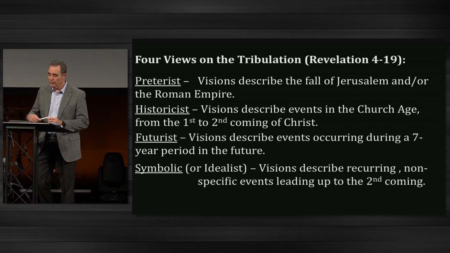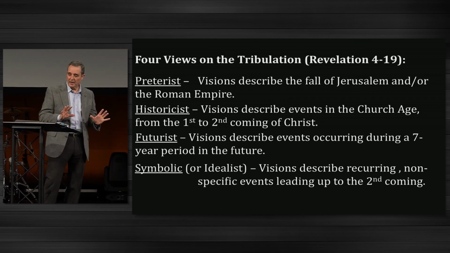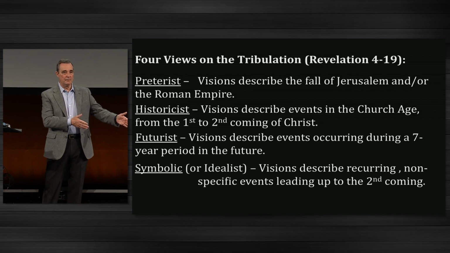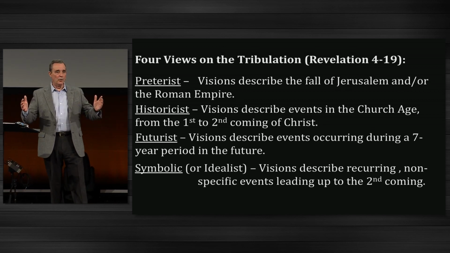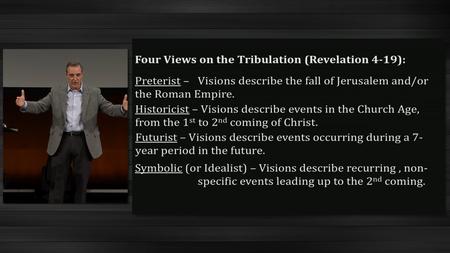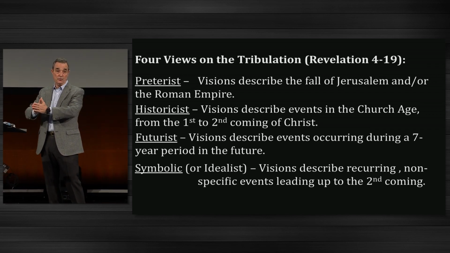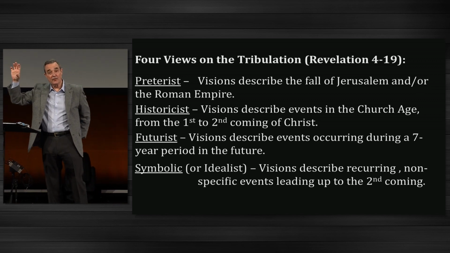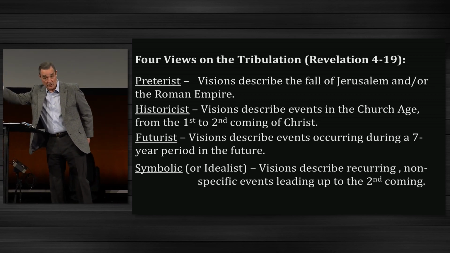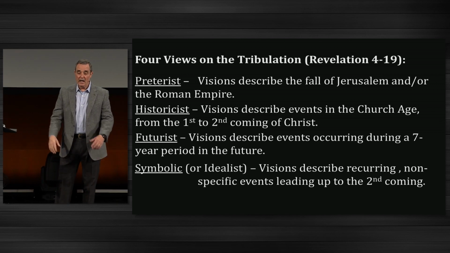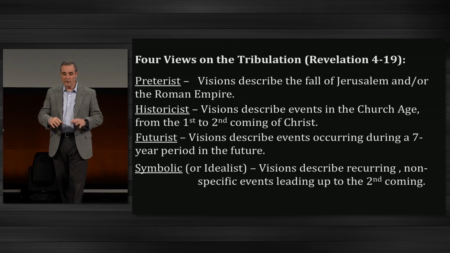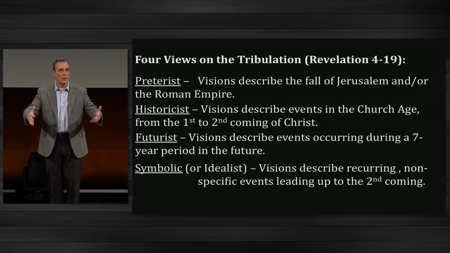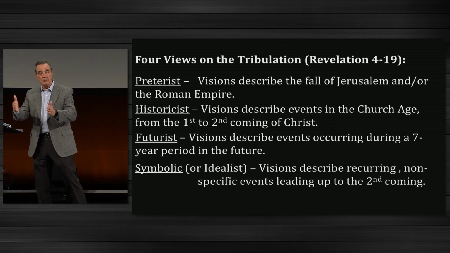So a preterist view, and these names came from various places, but basically says all of these things are happening early. And a historicist view, I'll show you on a chart in a second, says all of these things are happening through the whole church age. And a futurist view says, no, all of these things are happening in a 7-year period yet to come in the future. And then symbolic or idealist says, actually, these things are true, but they've been true more than once. They're even truer than you think they are, and that they've happened many times.